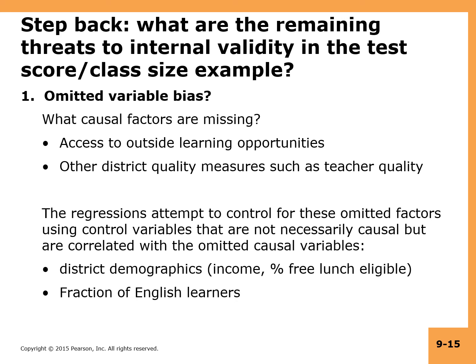Now let's look at the potential threats to internal validity. First is the omitted variable bias. Are there any factors that are potentially missing from the regression model? One omitted variable could be students' access to outside learning opportunities. Another one could be other district quality measures such as teacher quality.